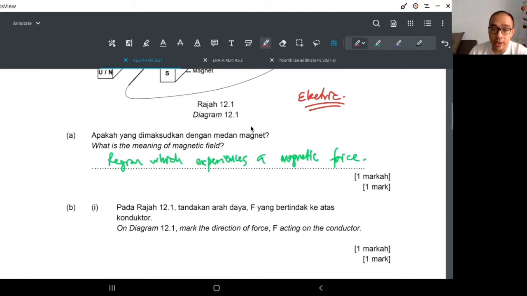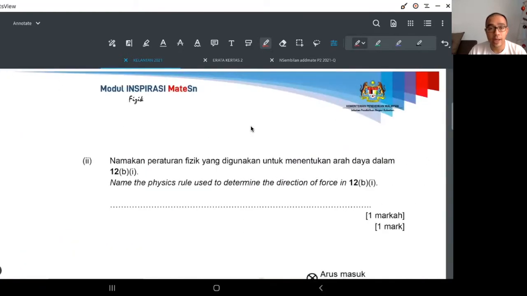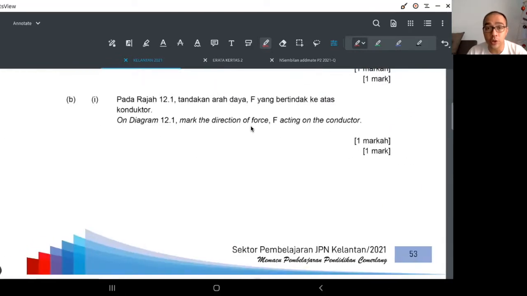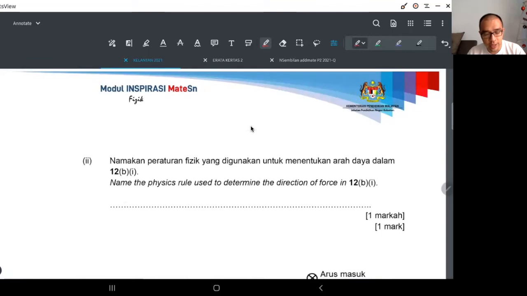Now on the diagram 12.1, mark the direction of the force acting on the conductor. So this one, okay, is always tied in with this one, name the physics rule. Okay, and if you know your stuff, you will know that the conductor is going to move. Okay, because you provide current. Conductor is going to move is Fleming's. Which one? Left hand or right hand? Okay, it's left hand. Left hand rule.